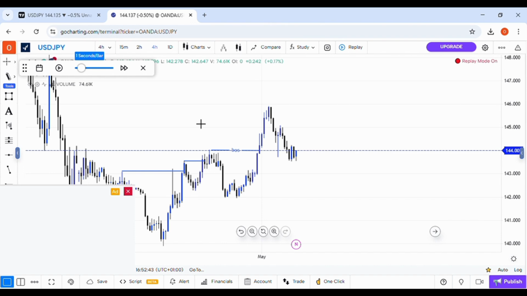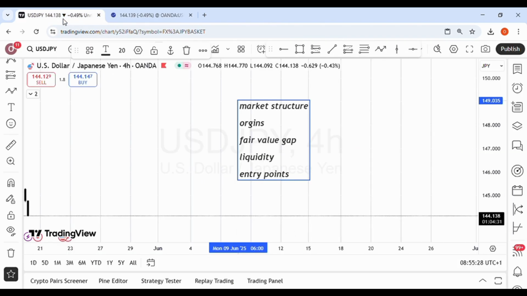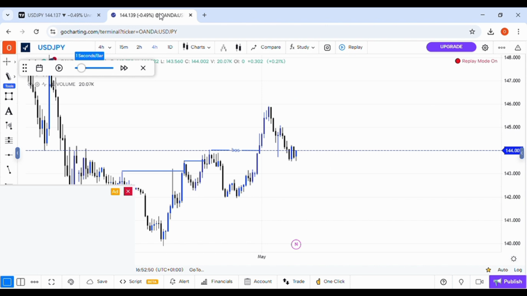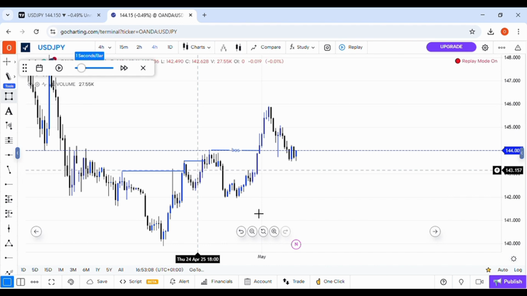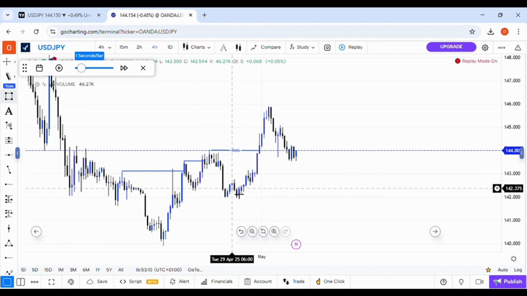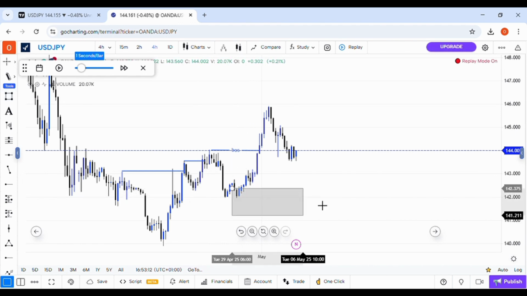Step 2 says origins. We need to map out the origin across the break of structure. Our origin can be seen as order block. Understand? Order block, the last consolidation before the break of structure occurs, which is this particular area here. This is our order block here.